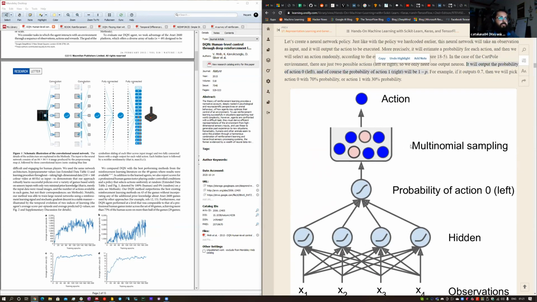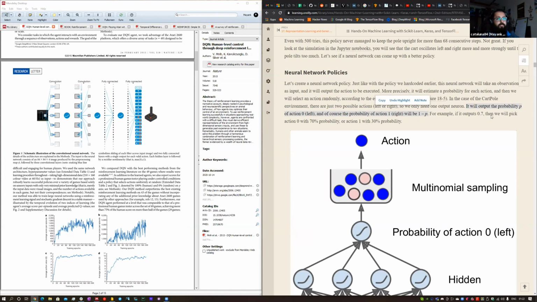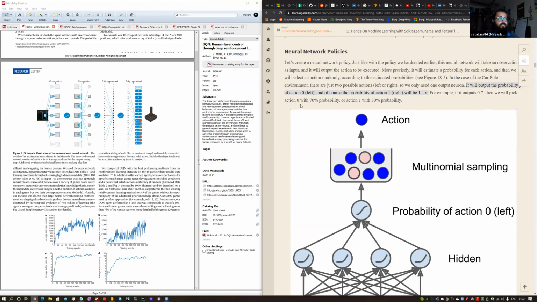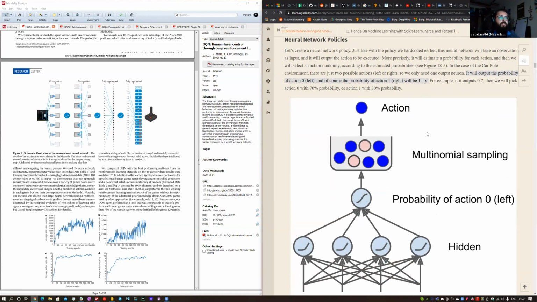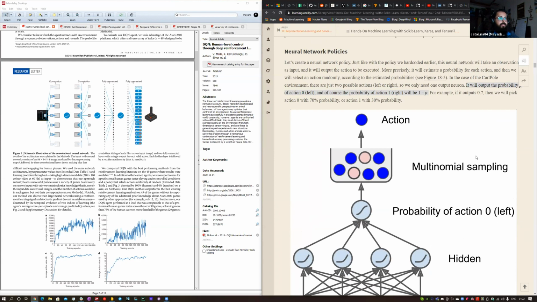So in the cart pole, we have only 2 possible actions. If we consider P as the probability of action 0, the probability of action 1 will be 1 minus P. So if this output is dynamically taken as 0.7, then we will pick action 0 with 70% probability, or action 1 with a 30% probability. So this is a way to dynamically apply probability-based sampling to it.